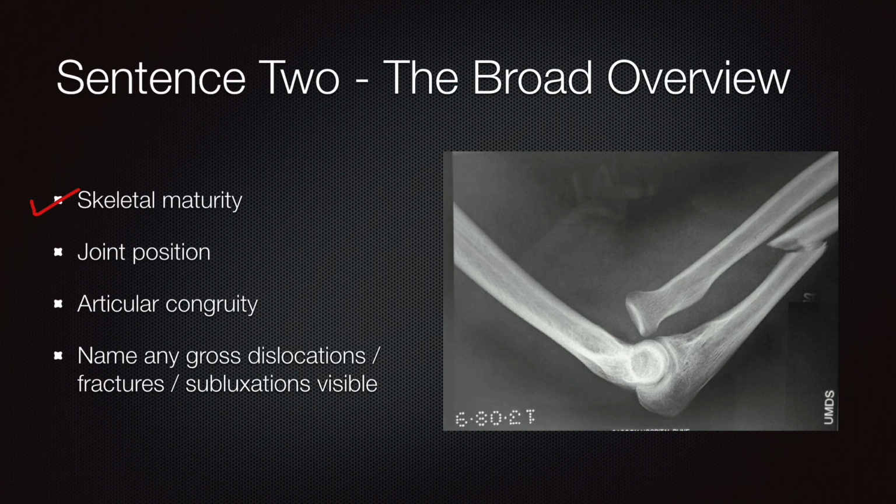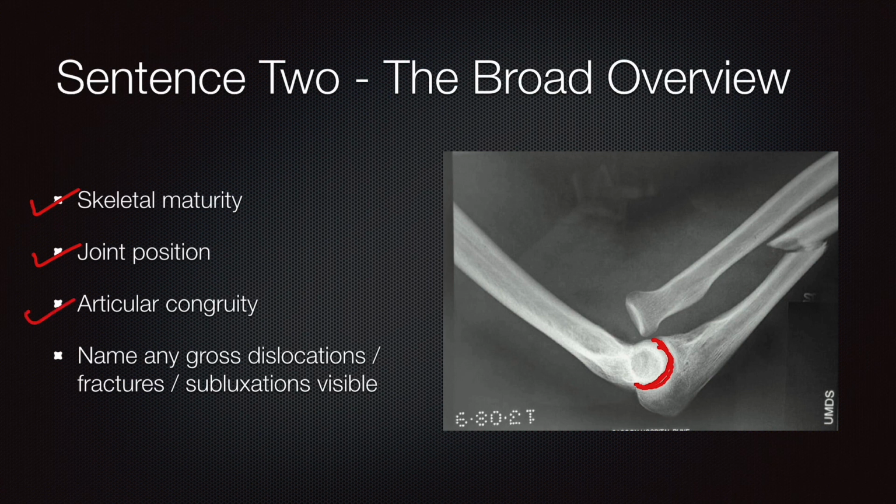In this case, all the epiphyses appear fused, and therefore this is an X-ray of an adult or a mature skeleton. Followed by that, you can also make a comment on the joint position, where the elbow appears flexed to 90 degrees. Then you can talk about articular congruity. Here, as you can see, the humero-ulnar articulation seems to be maintained.